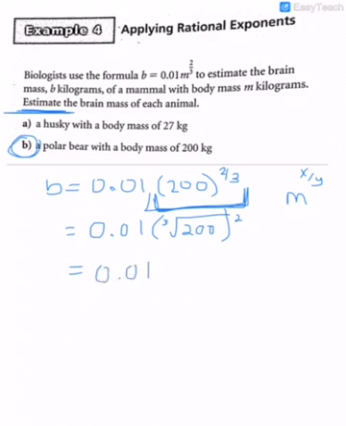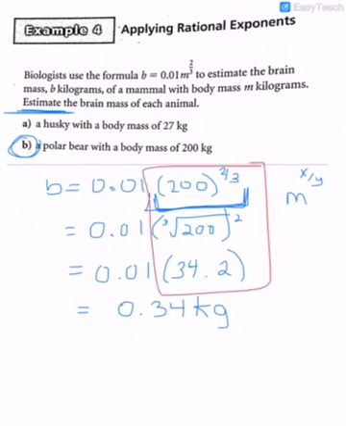Once you type it in properly, the number that you should get is 34.2 approximately. Then we multiply that by the 0.01, and you should end up with 0.34 kilograms for the brain mass of a polar bear. So again, what's really important in this question is that you make sure you know how to do this part on your calculator, and you need 34.2 as an answer.